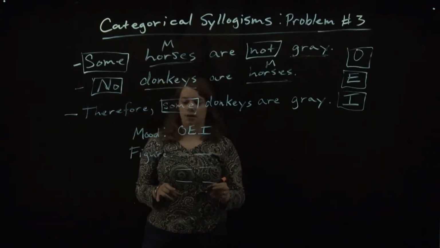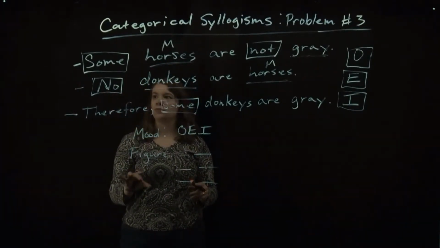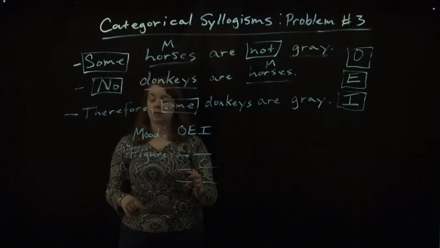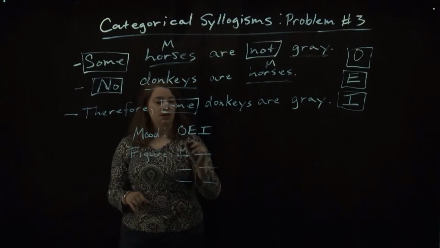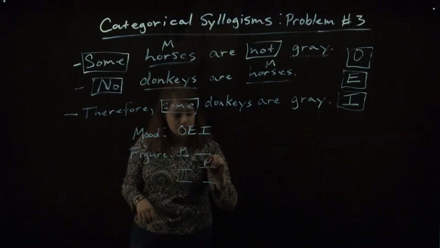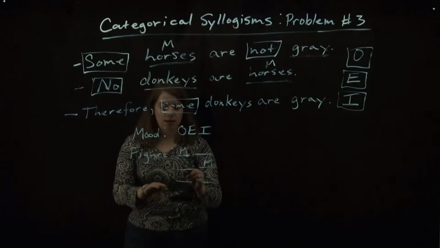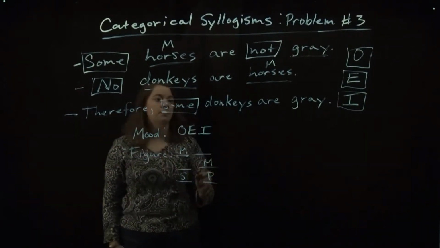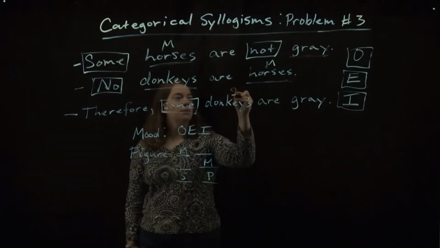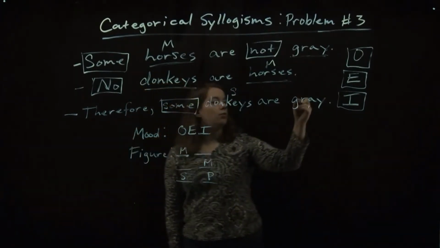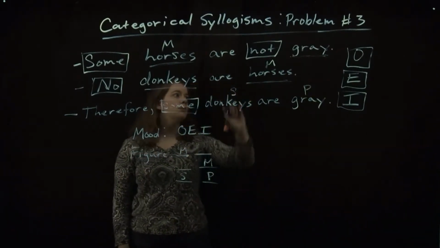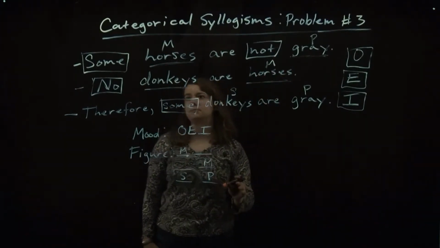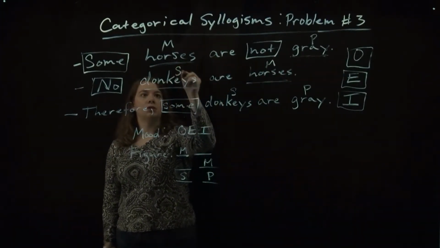All right. So going down to the chart here, we'll say that the first term in premise 1 is the middle term, and in the second premise, the middle term is the second term. And then of course, with the conclusion, we can go ahead and fill this out. This will be the subject and the predicate. So donkeys would be the subject, and gray would be the predicate. So going back through this, gray represents the predicate, and donkeys represents the subject.